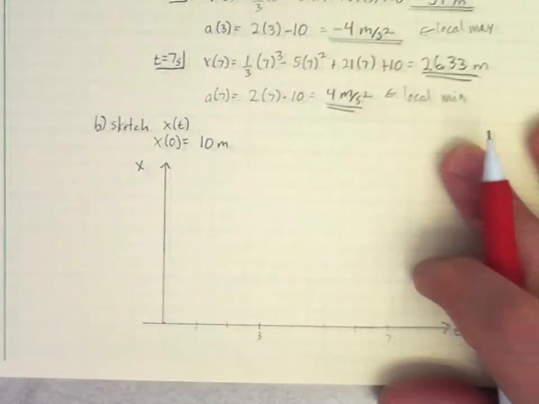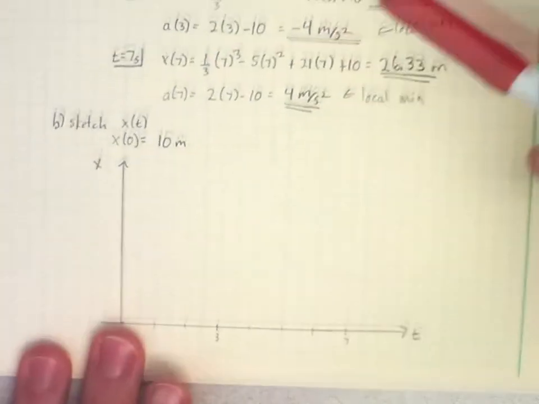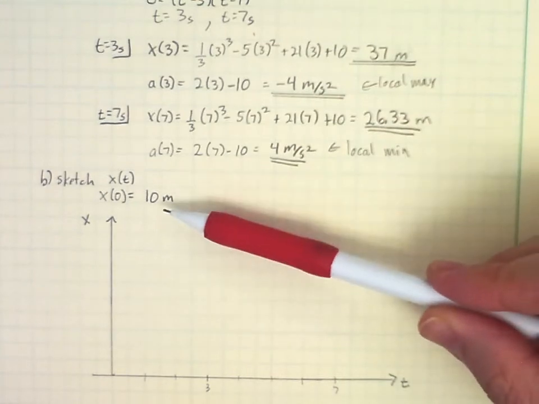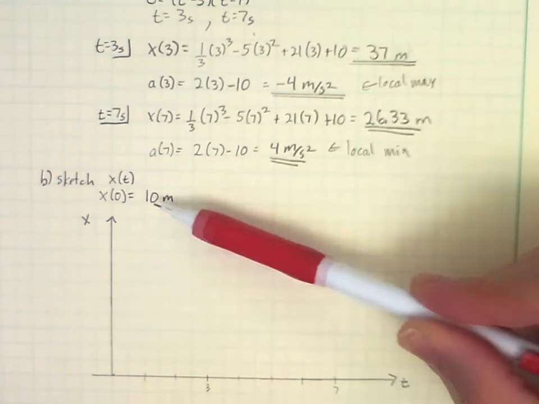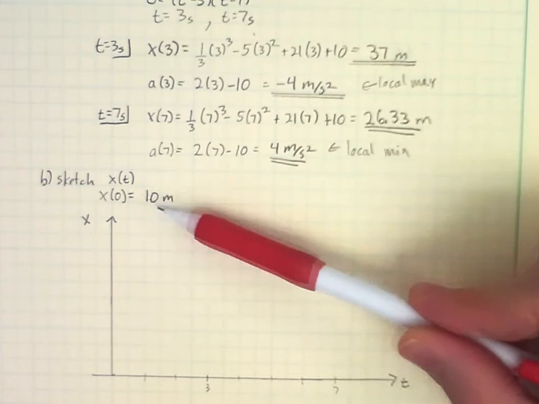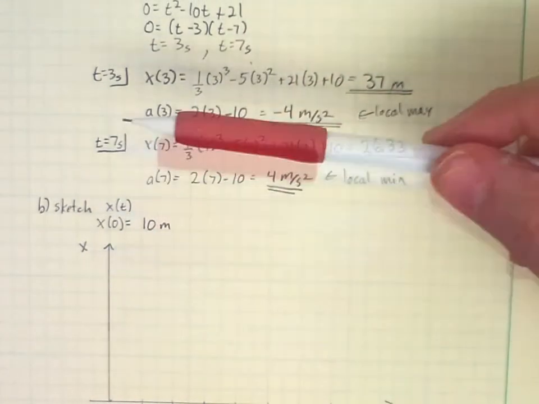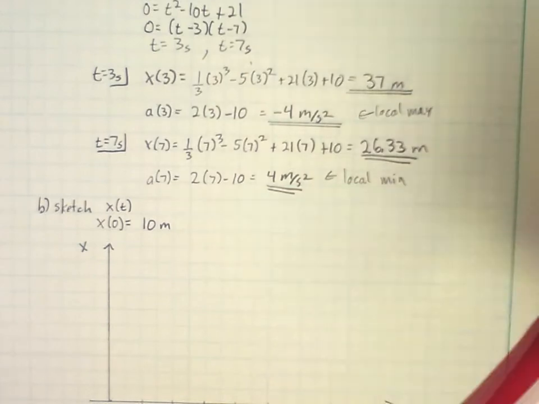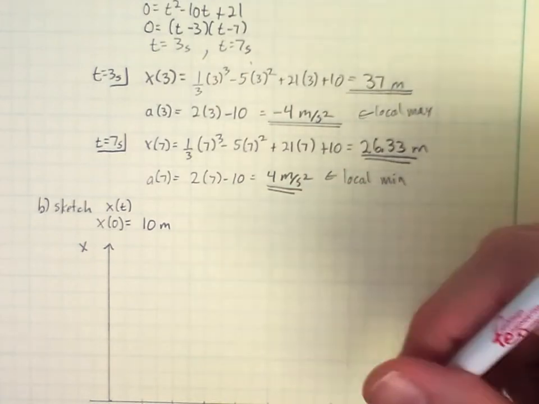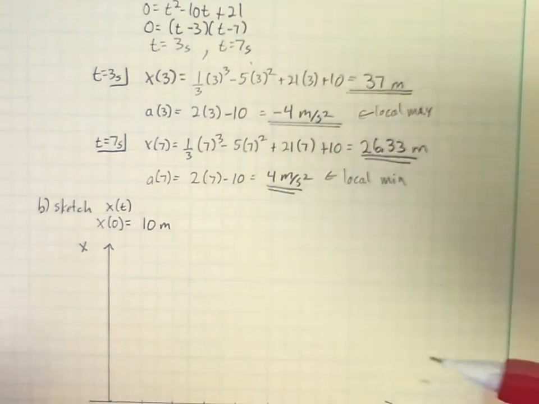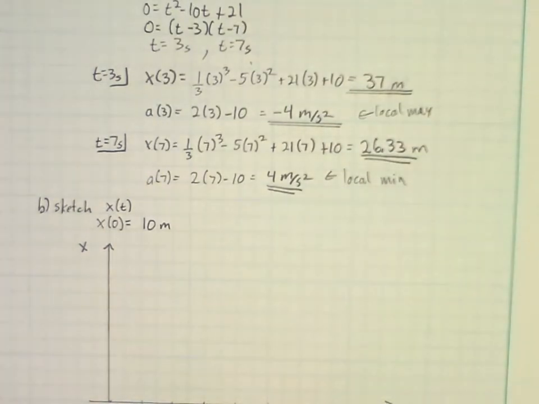So part B asked us to sketch it. Other than the points that we just found, another thing that would help us sketch it is thinking about where it starts. So I went ahead and plugged in at time 0. Everything's 0 except for the last number, so we know it starts at 10 meters, and we can use that to guide us as we go through here. It would also be great if we knew where it crossed the x-axis, but since we weren't asked to do that, I'm not going to add that onto this problem.